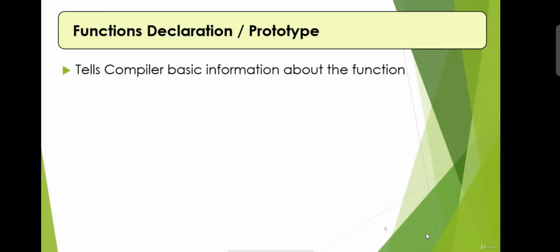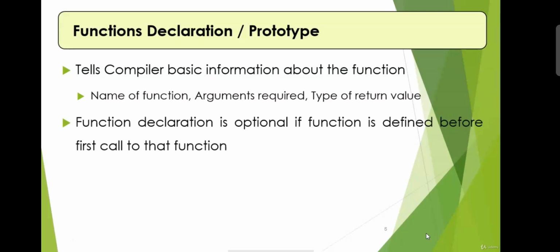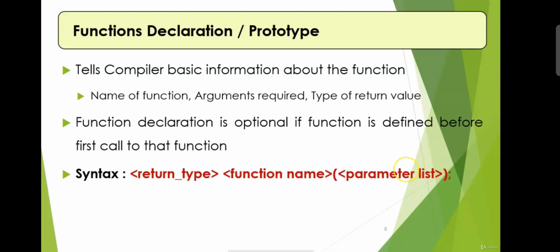Let's start with function declaration. A function declaration tells the compiler basic information about the function. It tells the compiler the name of the function, how many arguments are required, the type of arguments, and it also tells the return type of the function. Function declaration is optional if the function is defined before the first call to that particular function. So even if you skip the function declaration, it is fine, but you need to define the function before its first call.